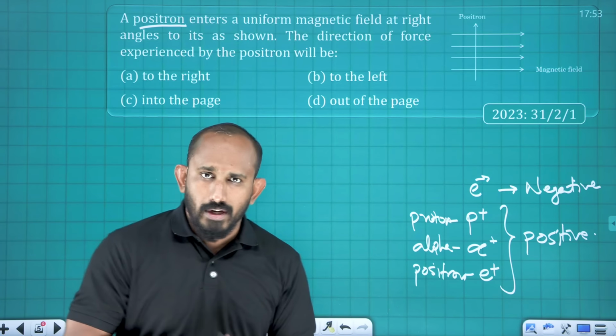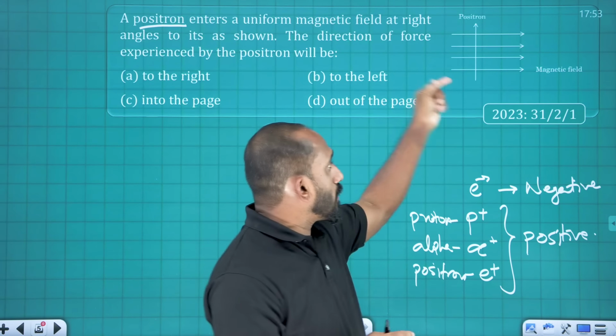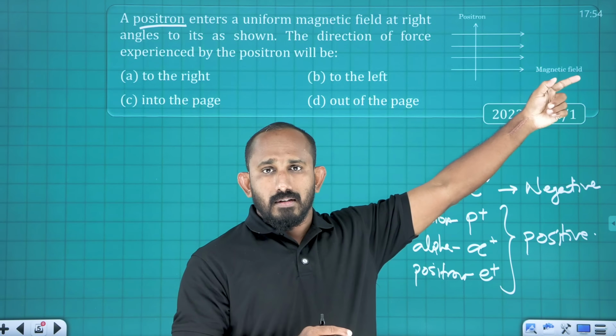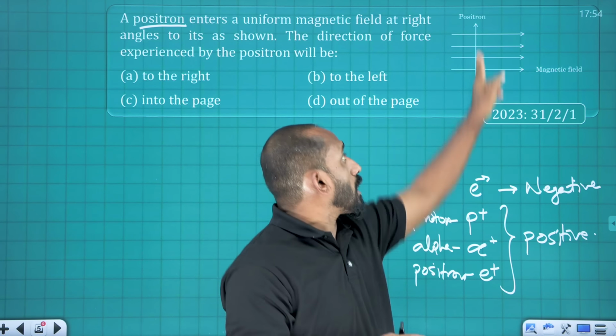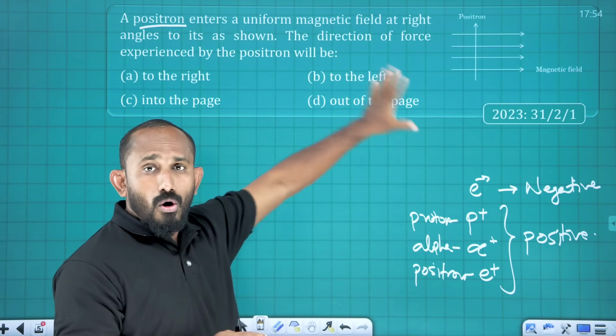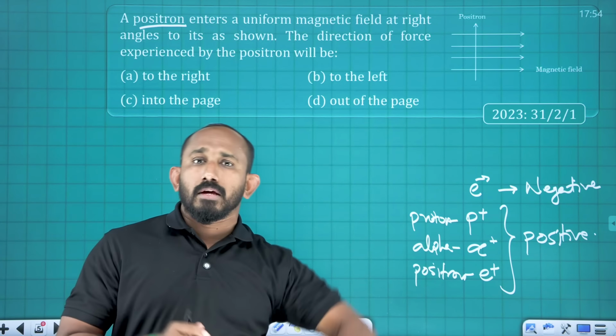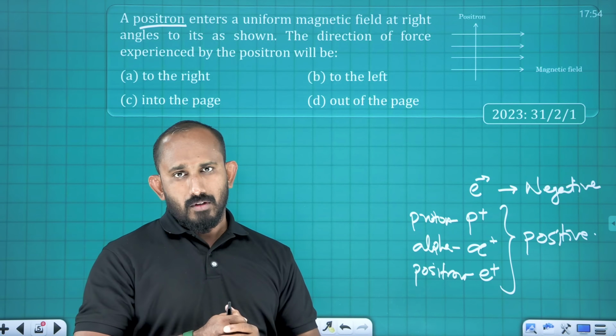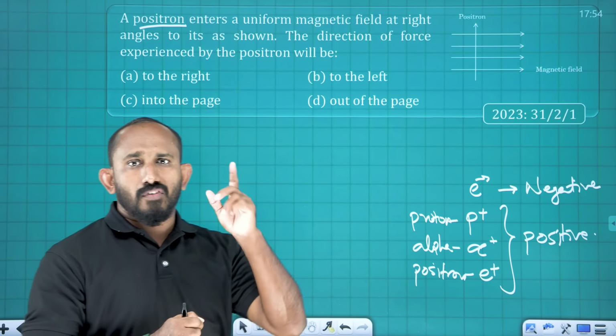Hope you got it. So here, in this case, see, the magnetic field is towards left. Then the positron is going upwards. Then with respect to the paper or this board, what will be the direction of force? So it will be deflected in that direction. For that purpose, we have to use Fleming's left hand rule.